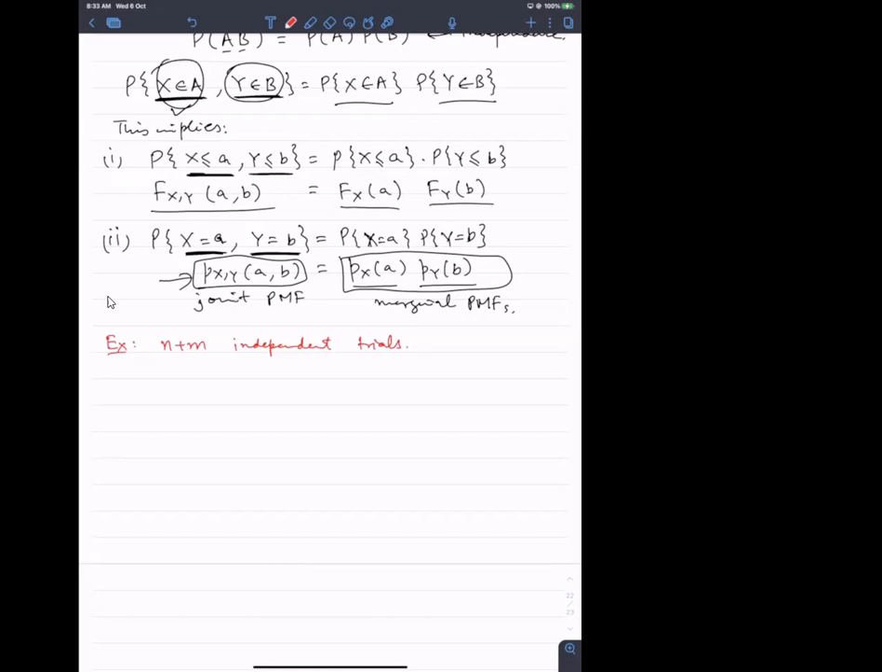In each trial you perform an experiment, and then the overall experiment consists of a sequence of those trials, and you have n plus m such trials. And p is the probability of success in each trial.